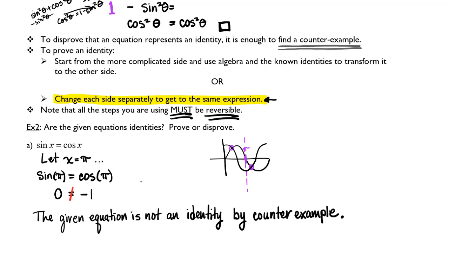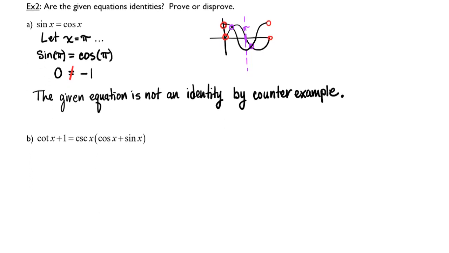We could just as easily have picked 0 radians, which would have been comparing the two starting points for the sine and cosine function. We could have picked 2 pi. There are a lot of counterexamples. There are way fewer actual true statements. There are actually only 2 on the period. So now let's look at the next one.